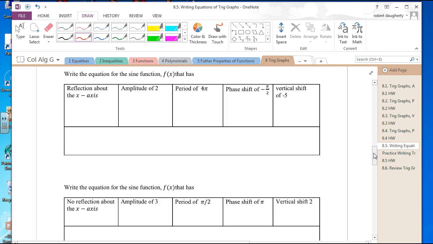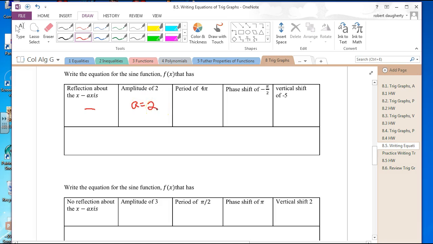Okay, give me the equation of a sine function that has a reflection about the x-axis, all this stuff. What does it mean to have a reflection about the x-axis? What's going to have to show up? Okay, we'll have a negative sign. If it has an amplitude of 2, that means what is equal to 2? Yeah, a is equal to 2.